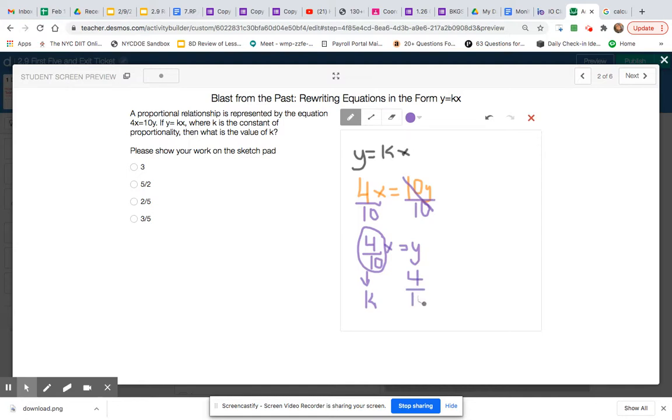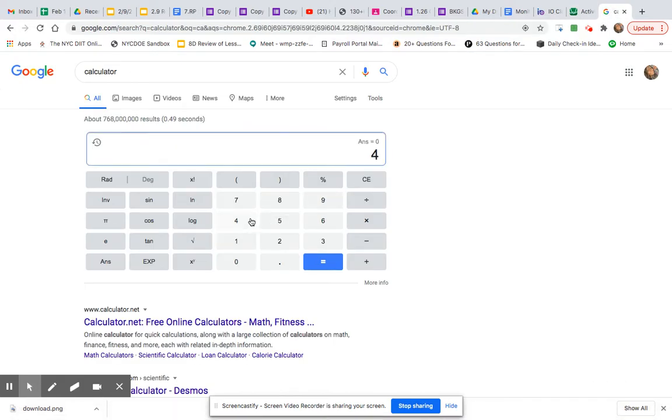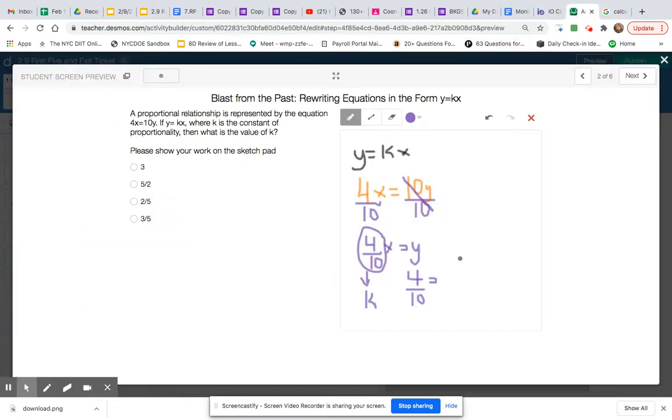over 10. But in order to do that, I need to figure out what 4 over 10 is equal to in decimal form. So 4 over 10 is 0.4. So I need to figure out which one of the answer choices gives me 0.4 when I convert it to a decimal. So we know 3 can't be the answer because 3 and 0.4 are not the same thing. So let's look at 5 over 2.